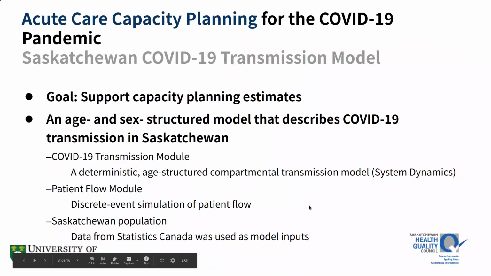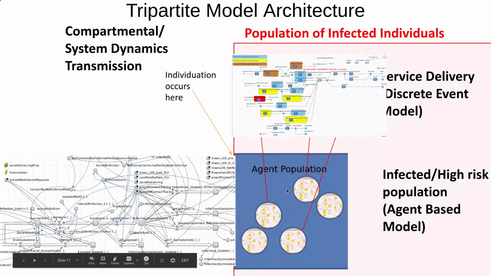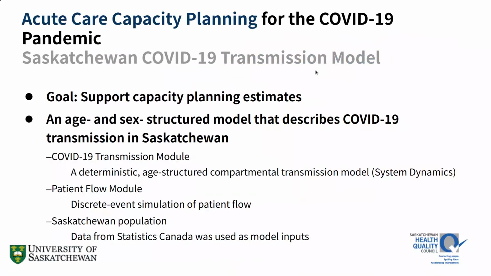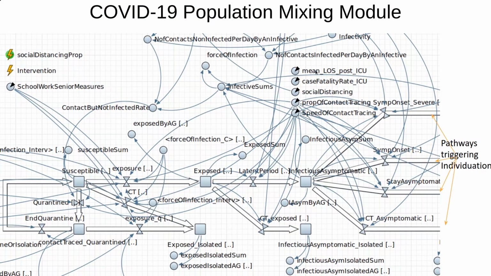compartmental models or system dynamics models, agent-based models, but also discrete event simulation models to represent the service delivery components of the system. The population mixing model is used for the vast bulk of the population, keeping computational resource demands comparatively low compared to, say, a pure agent-based model, as will be featured last.